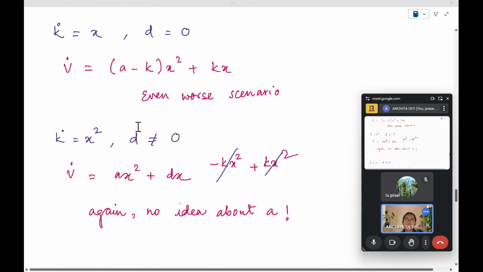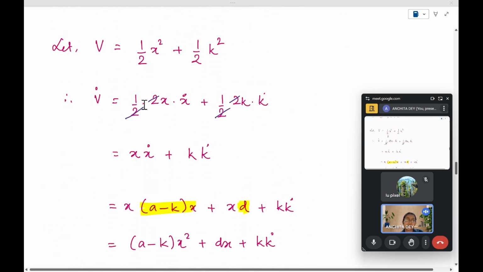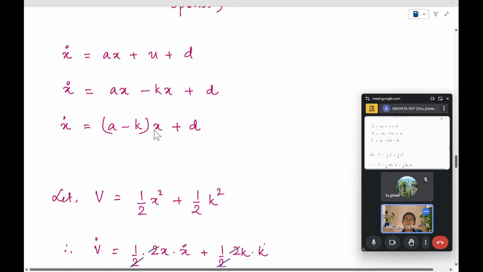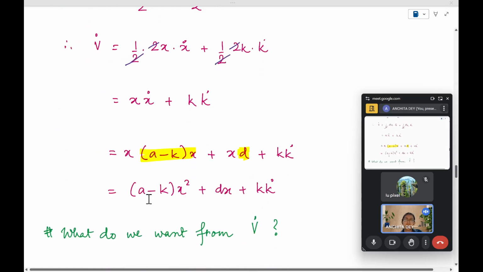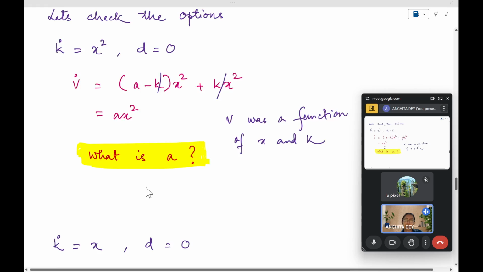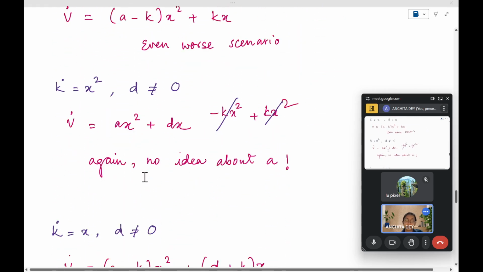So that means the first Lyapunov function that we chose gave us basically no idea about the analysis part or what we can do. So an alternative is, let's try with some other Lyapunov function. Because we have this a minus k kind of term here, we would want to do something so that the a term gets cancelled. In each of these cases, you see there is an a appearing in every scenario, and the problem was basically that you had no idea about it.